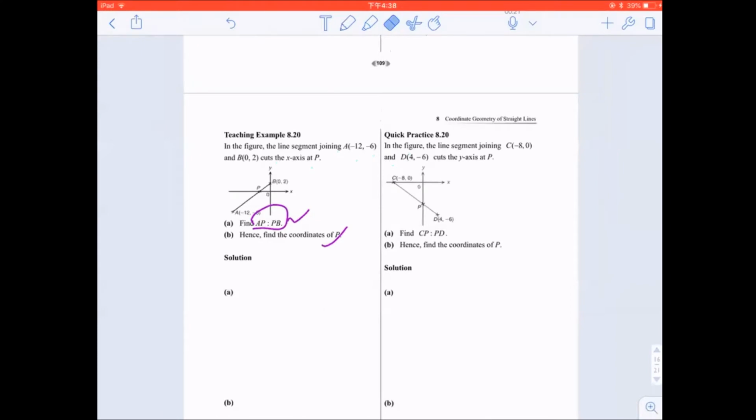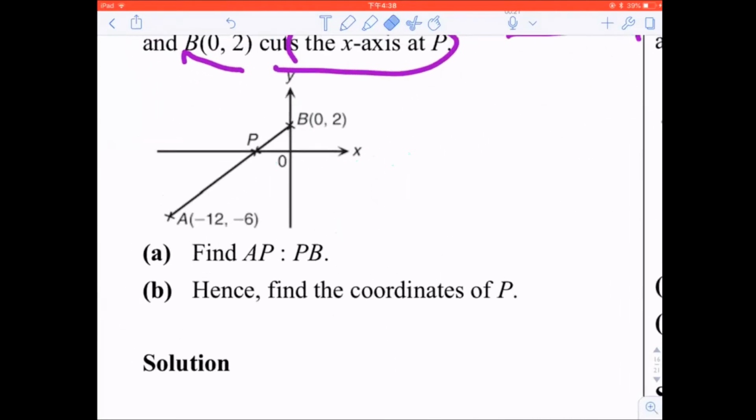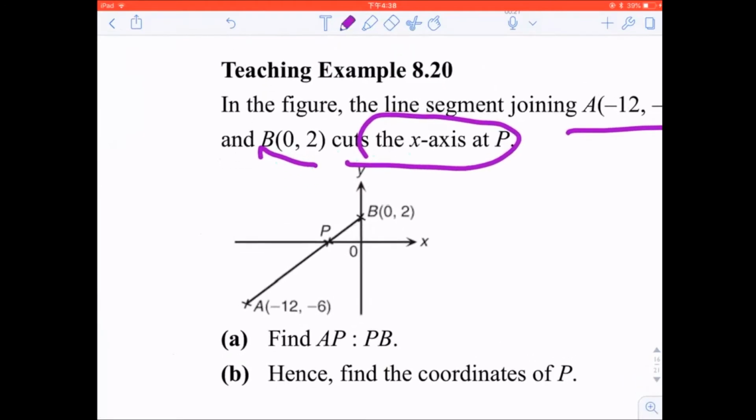Now let's look at example 8.20. You are given 2 points here: A is (-12, -6), and B is (0, 2). Now, P has its x-axis, it means that you know something about P. First of all, on the x-axis you have the 0 vertical level, so the y coordinate of P will be 0. And for the x coordinate, you have no idea so far, so I introduce a particular unknown k to you.